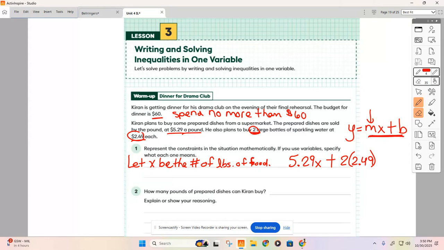This is how much he is spending. I need this amount to be no more than 60. So which inequality symbol am I going to use? I need this amount to be less than or equal to 60. I can simplify this inequality by multiplying this out, and I get $5.08, less than or equal to 60. All right, so that's my inequality.